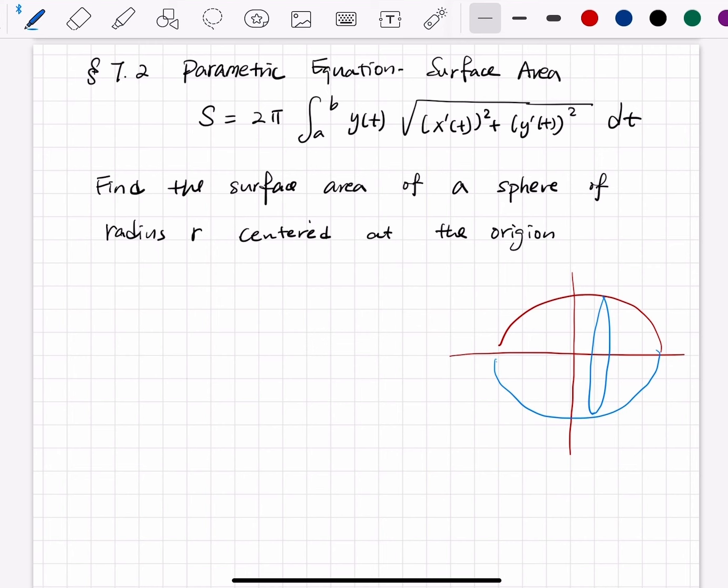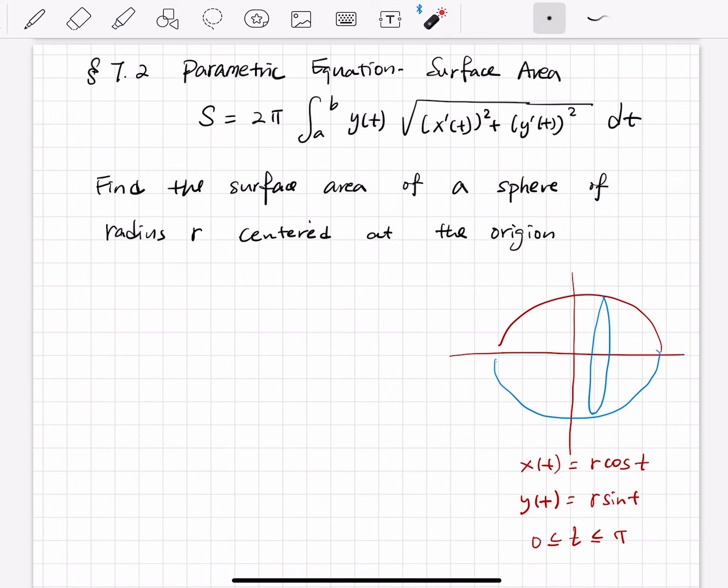Then for the semicircle graph, we actually had it in the previous video. The equation is going to be x of t is r cosine of t, y of t is r sine of t, where t ranges from 0 to pi. The reason for us to use r instead of 3 from the previous example is we're talking about the radius being r, some general number.